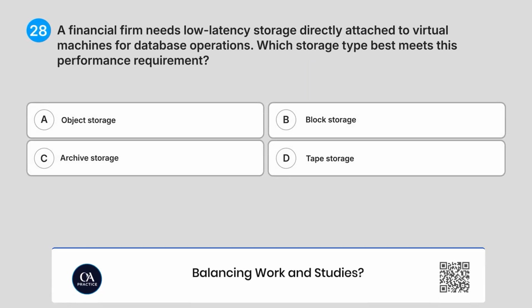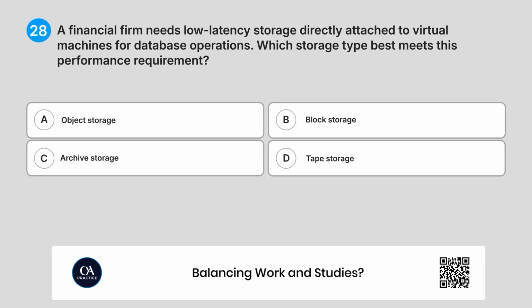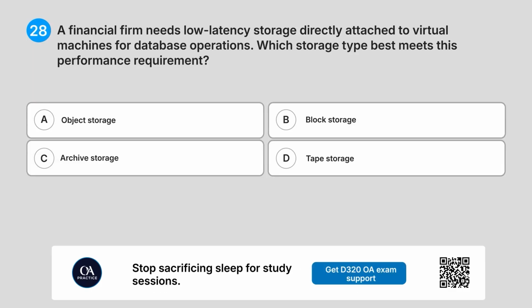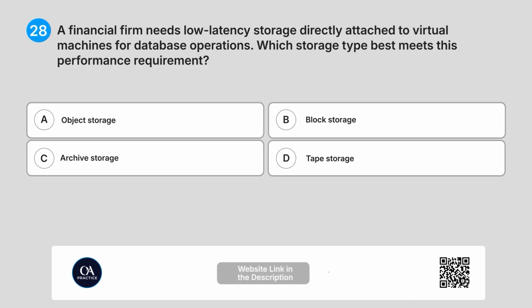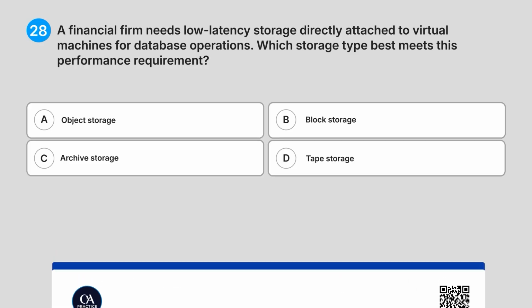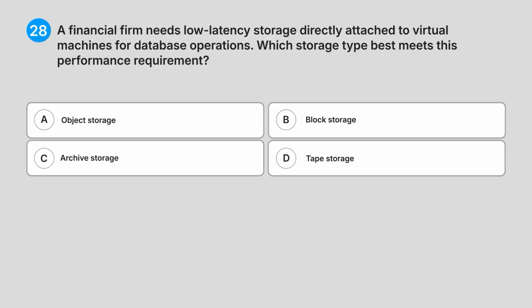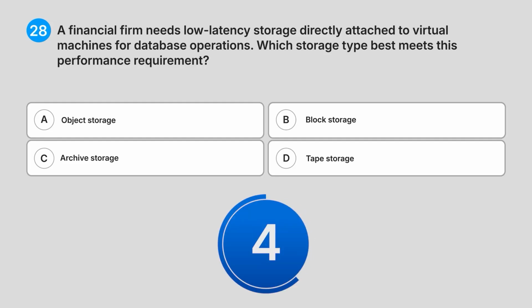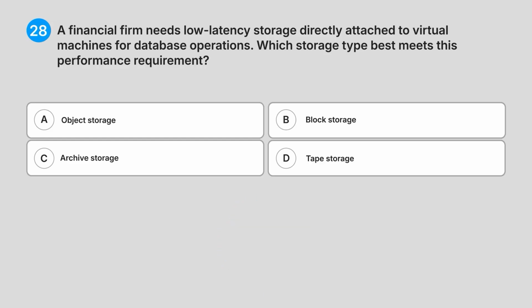28. A financial firm needs low-latency storage directly attached to virtual machines for database operations. Which storage type best meets this performance requirement? A. Object storage, B. Block storage, C. Archive storage, D. Tape storage. Do you know the answer? Correct answer, B. Block storage.